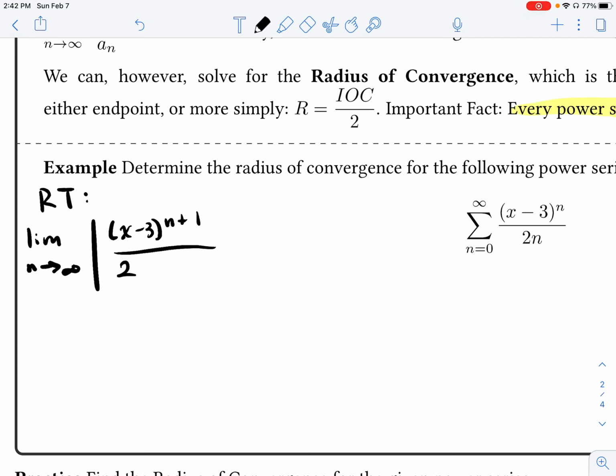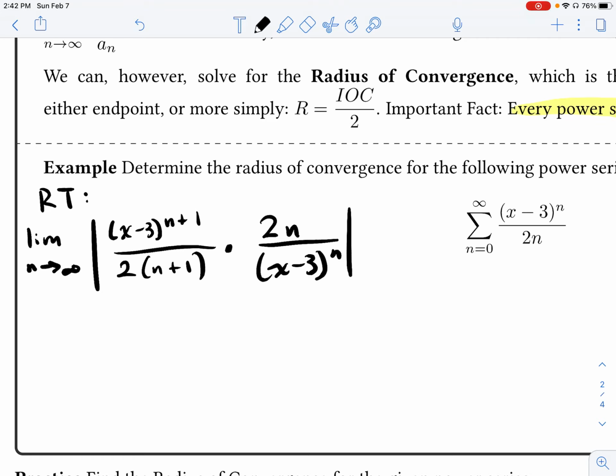It doesn't matter too much, right? 2 times n plus 1. And then we're going to divide it by the a sub n term, which means we're going to multiply by the reciprocal of that. So we're going to put 2n in the numerator and x minus 3 to the n power in the denominator. All right, now let's clean this up a little bit before we start thinking about for what values this would converge.